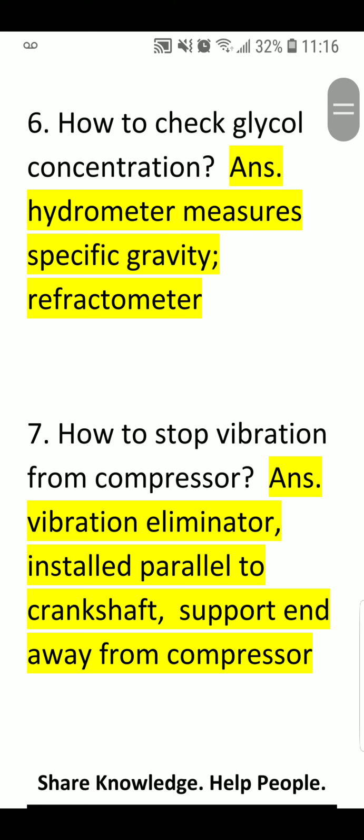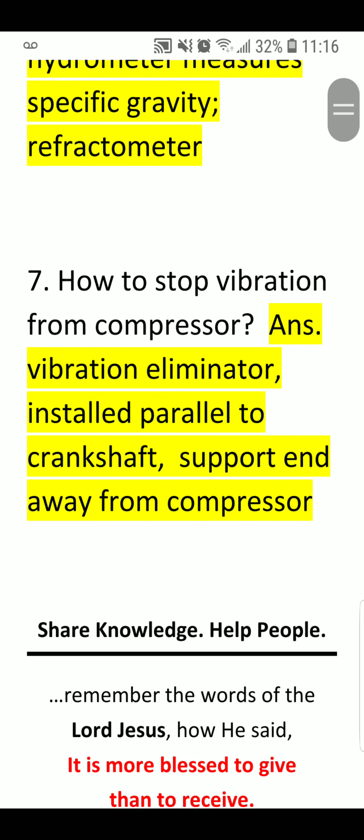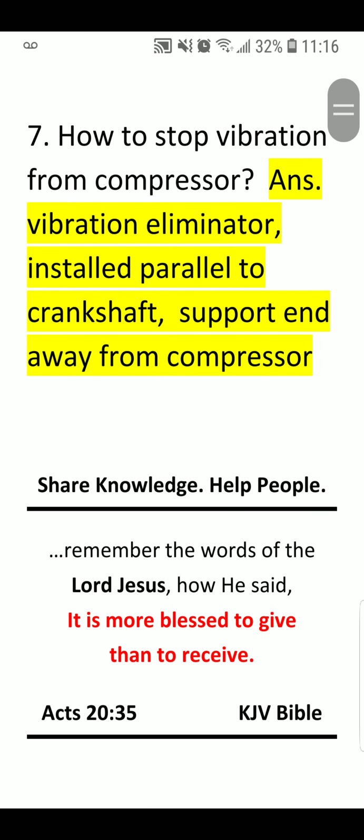Number 6. How to check glycol concentration? Answer: hydrometer measures specific gravity, or a refractometer can measure as well. Number 7. How to stop vibration from compressor? Answer: vibration eliminator installed parallel to crankshaft, support and away from compressor.